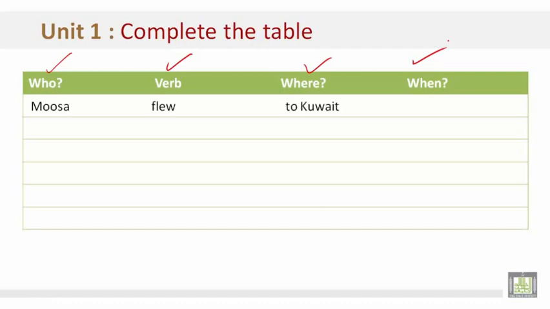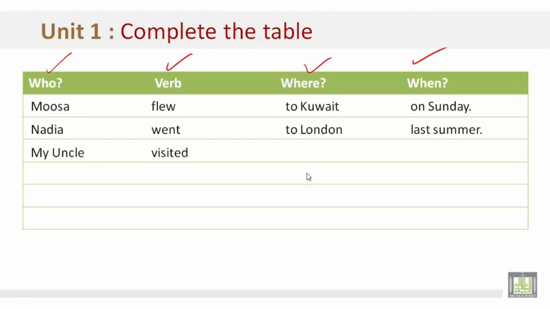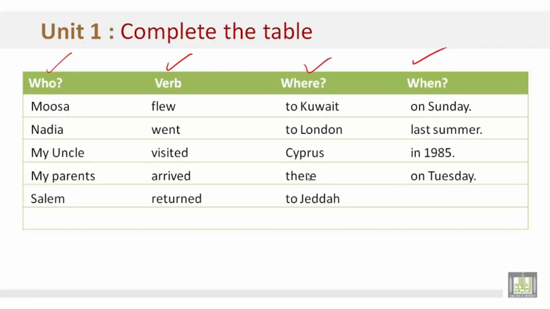Musa flew to Kuwait on Sunday. Let's look at example B. Nadia went to London last summer. Let's look at example C. My uncle visited Cyprus in 1985. Let's look at example D. My parents arrived there on Tuesday. Let's look at example E. Salam returned to Jeddah after 3 weeks. Let's look at example F. I drove to the coast last year.